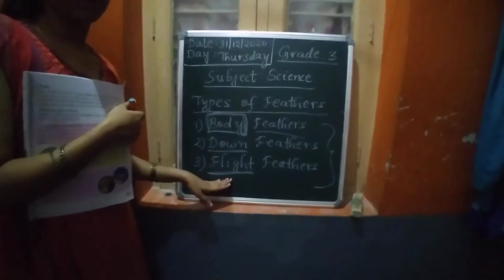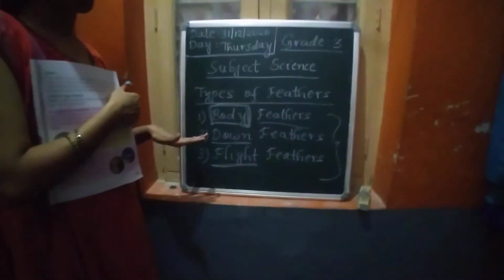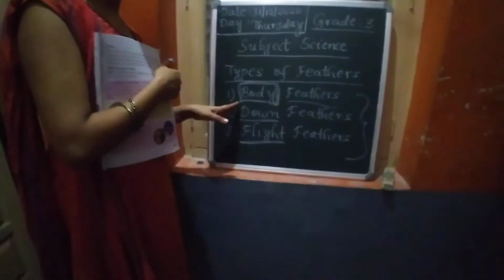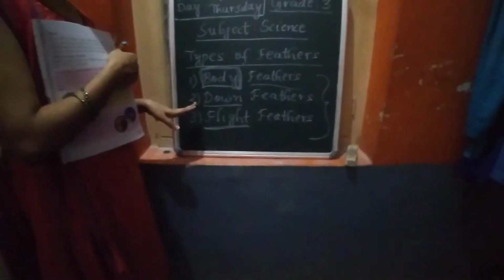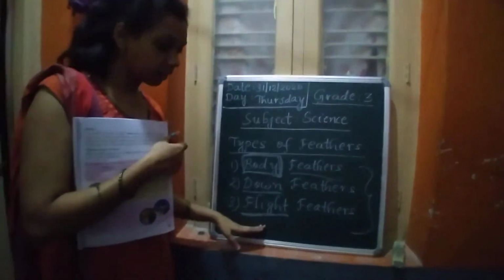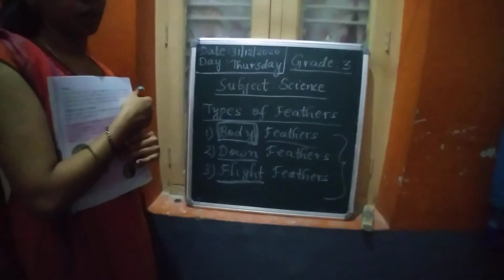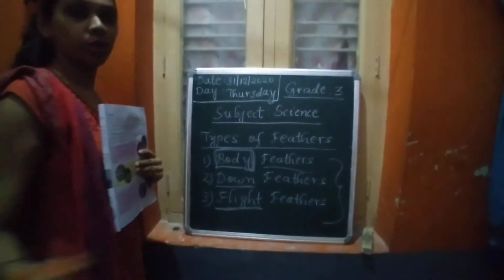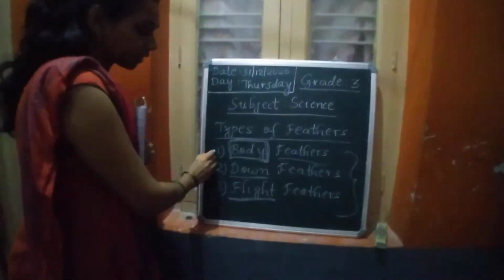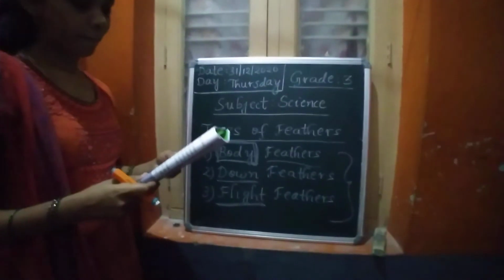As we know, down feather is a very soft and fluffy feather which is found in the entire body. When the young birds are born, almost their body will be covered with down feathers. Whereas flight feathers help them to fly high and also to change the direction when they are flying, and they are found on the wings and on the tail of the bird. So these are the three types of feathers: body feather, down feathers and flight feathers. Three types of feathers found in the birds.